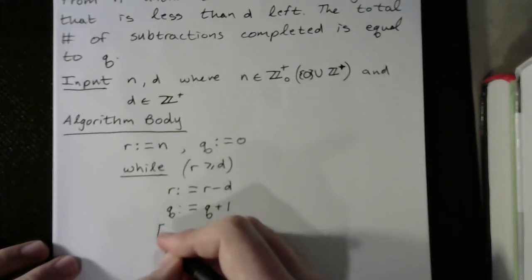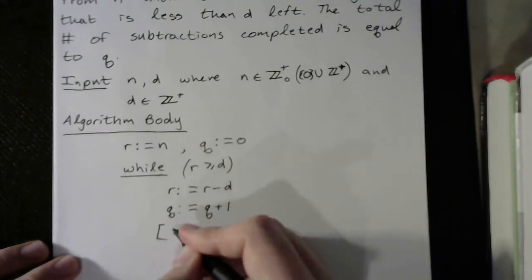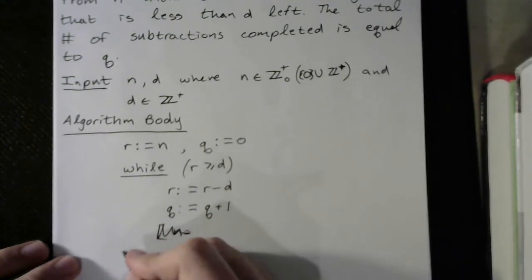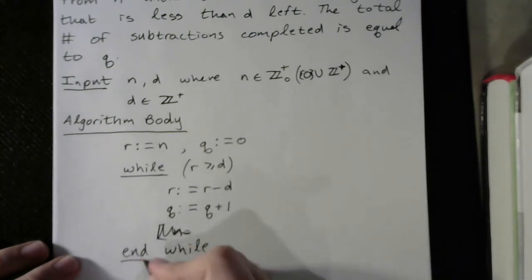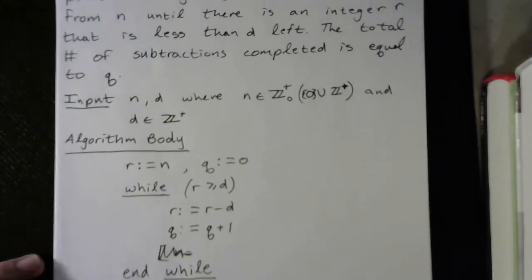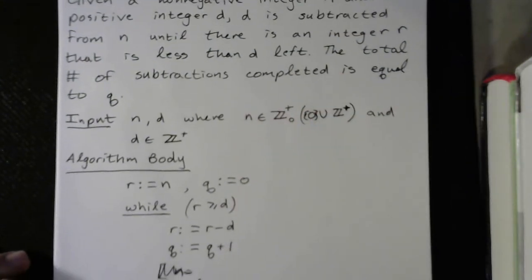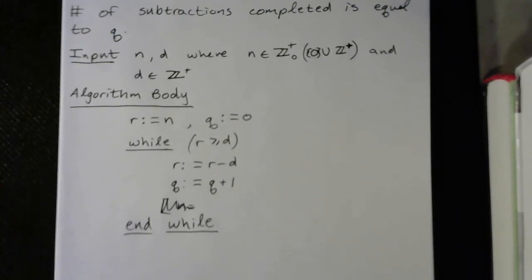And then n equals... oops, not yet. So then we end the while. Now, notice we're not talking about the subtractions because that's defined up here, what you're doing. This is kind of the main argument because our outputs are going to be r and q.